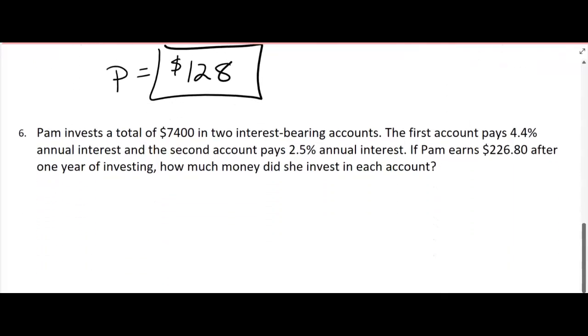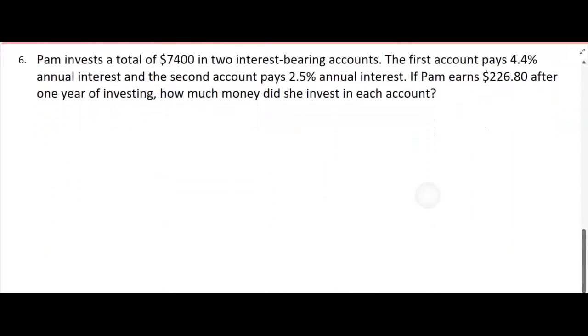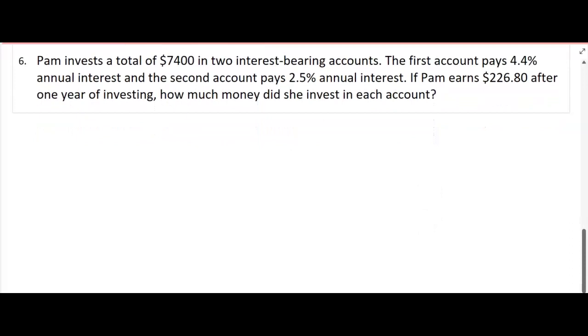Okay, one more here. Pam invests a total of $74,000 in 2 interest-bearing accounts. This problem is going to be a little bit harder. The first account pays 4.4% annual interest, and the second account pays 2.5% annual interest. If Pam earns $226.80 after 1 year of investing, how much money did she invest in each account?